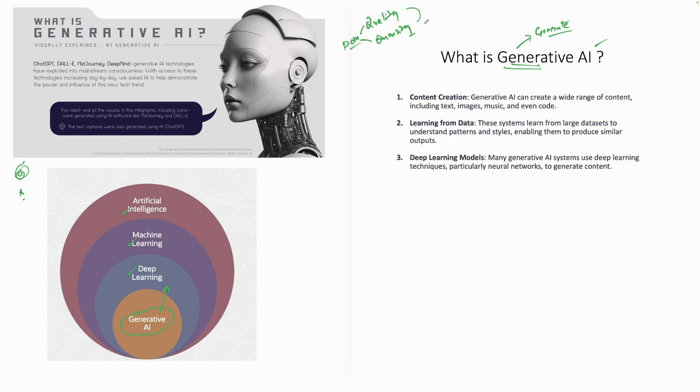It's pretty self-explanatory. As I told you, the backbone of generative AI is deep learning. Many generative AI systems use deep learning techniques, particularly neural networks. So you will mostly see that the back end of a generative AI system, or if we today talk about ChatGPT, would be neural networks, which help you generate or create the content.